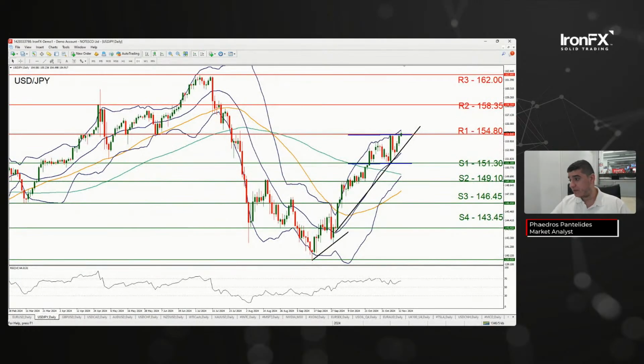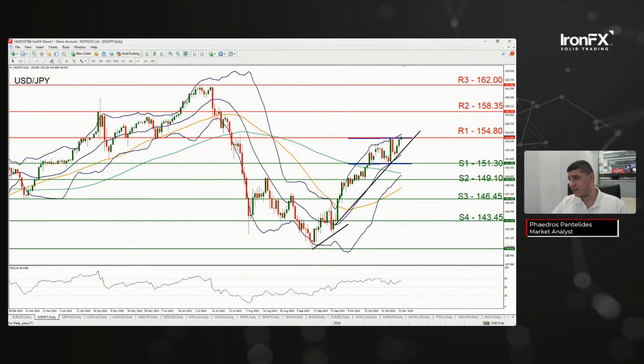USD JPY appears to be nearing dangerously close to intervention levels. We have S1, well, we had R1 at 154.80. You can see that today's daily candlestick is about to break above. It has already broken above, but not closed above. It does appear, though, to be moving in an overall upwards direction. Note the upwards moving trend line remains intact and is about to close above that R1 level today. We would maintain a bullish outlook.